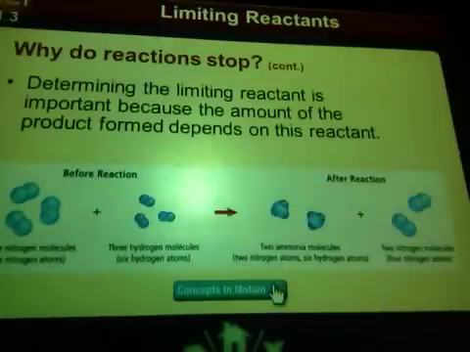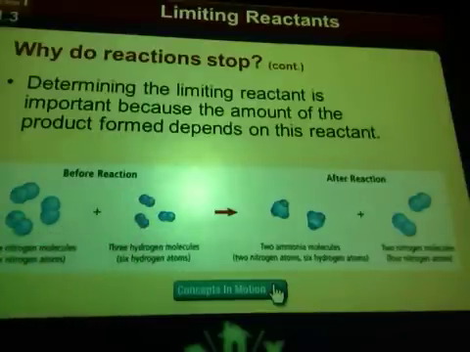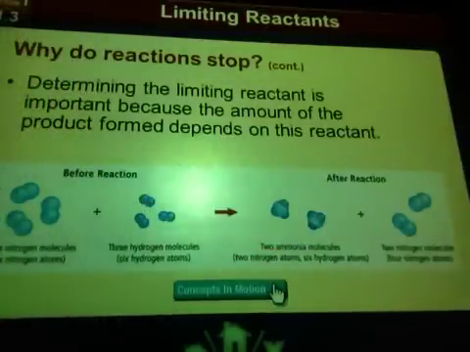Okay, so determining the limiting reactant is really important because we need to know how much product is going to form, and the amount of product that forms is dependent on the limiting reactant. So it's really important that you understand the amount of the product that is formed in a reaction is solely dependent on the limiting reactant, okay? So in this reaction, I have 3 nitrogen molecules and then I have 3 hydrogen molecules. After the reaction, I'm going to get 2 ammonia molecules, and then I'm going to have some leftover nitrogen.